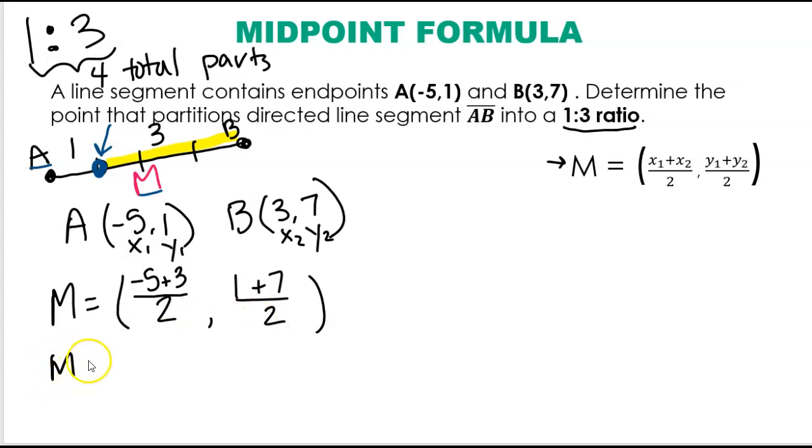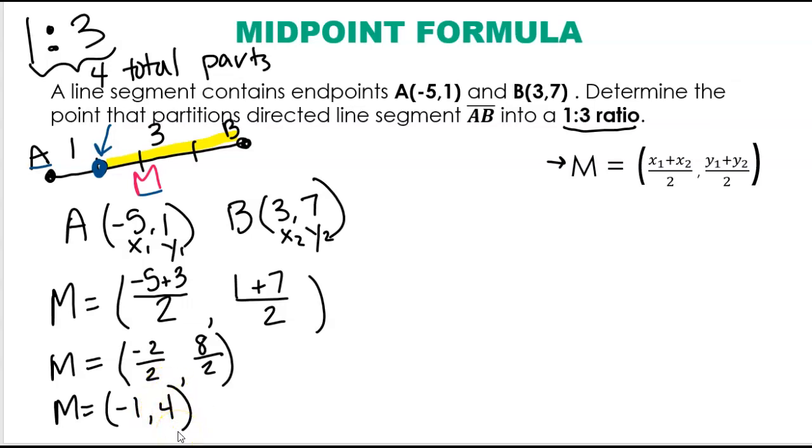So the coordinates for our midpoint are going to be at -5 plus 3, which is a -2. We still have our over 2. Then we have 1 plus 7, which is 8. So we're going to divide it by 2. So our midpoint is located at -1, 4. That was our M. That is this guy right here.